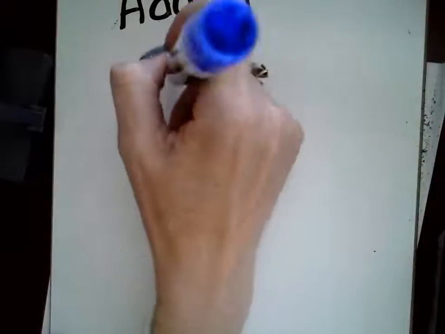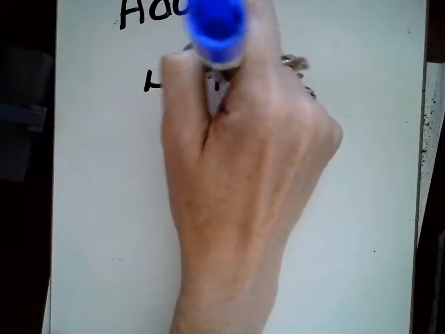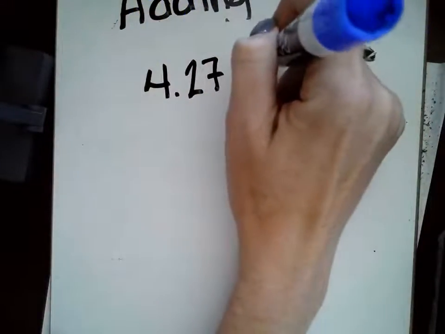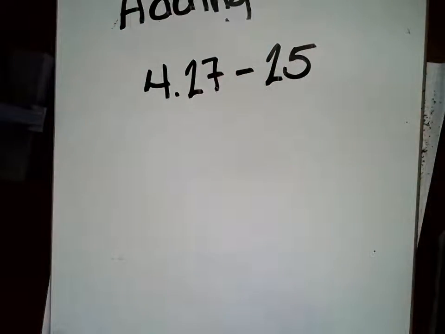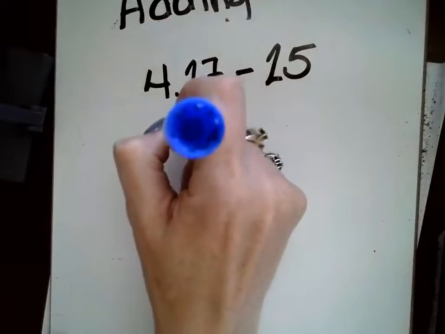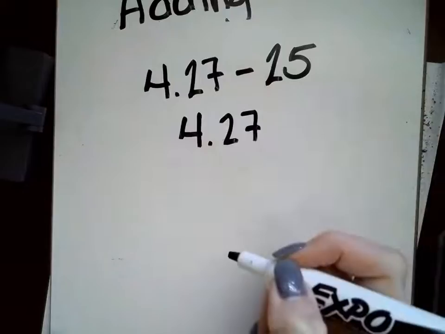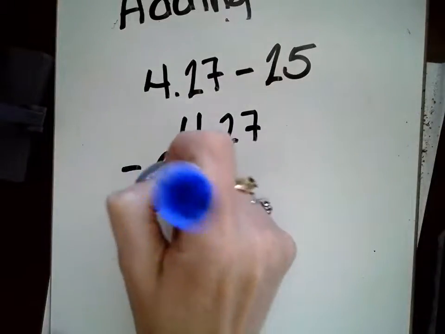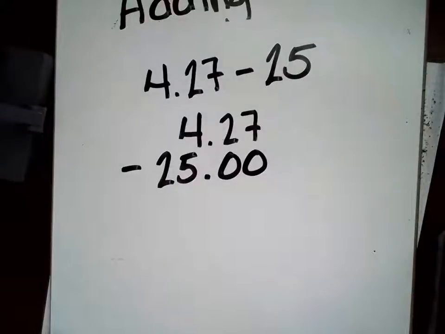The same principle works if you want to subtract. You subtract your decimals, line up the decimal point. So if we wanted to take 4 and 27 hundredths and subtract 25, we could easily do this. So 4 and 27 hundredths, lining it up vertically. We're subtracting 25. I'm going to add our zeros.